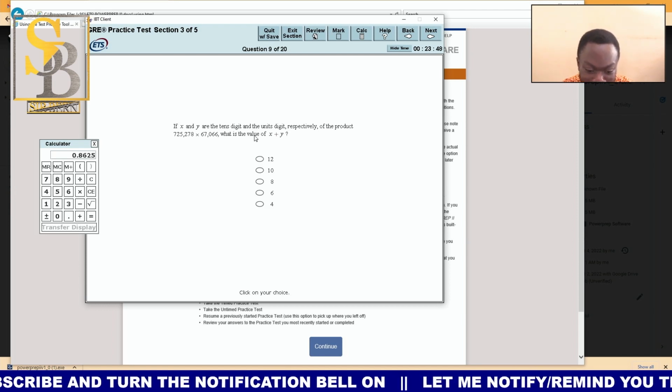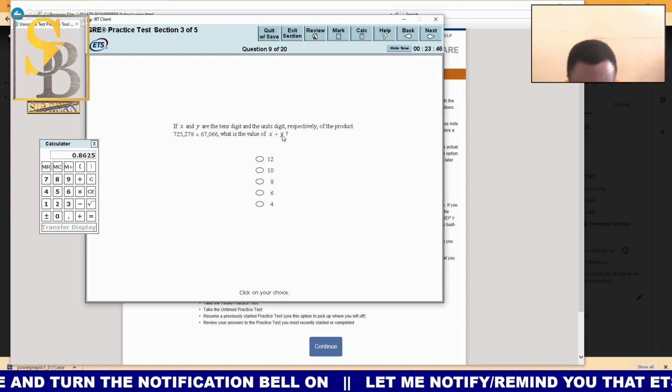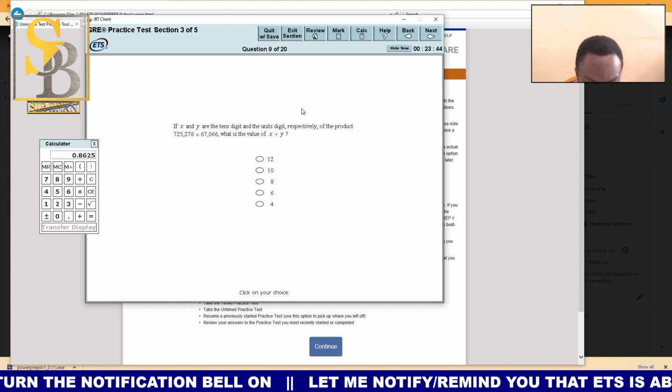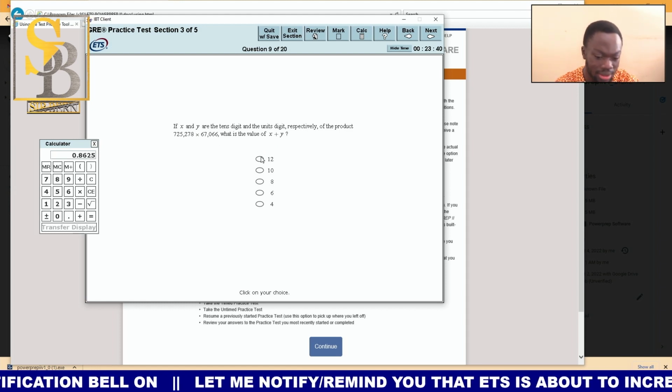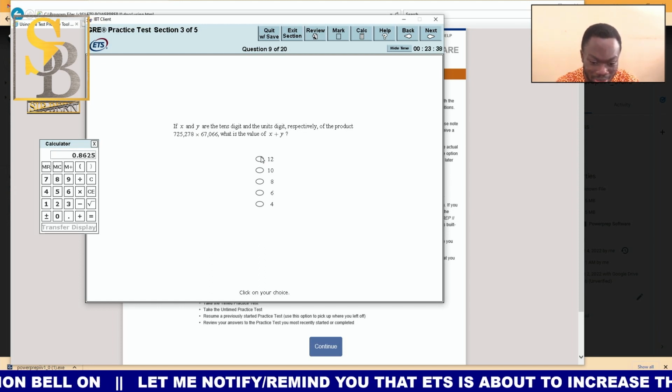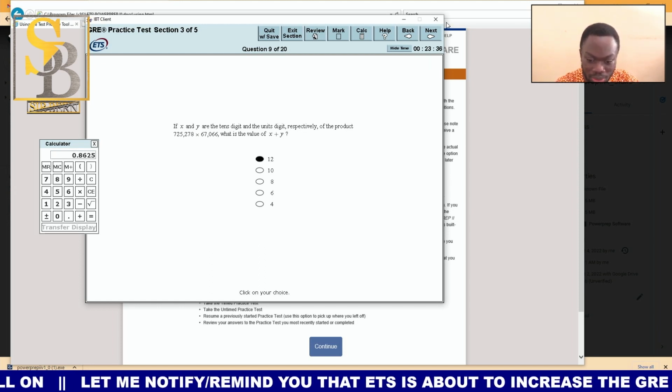So this one, after solving, you are going to add the x and y. They are saying that x and y are the tens and unit digits. So after solving, let me give you just this one there. It is 12. I think one will be 8, one will be 4. So adding them, we get 12.